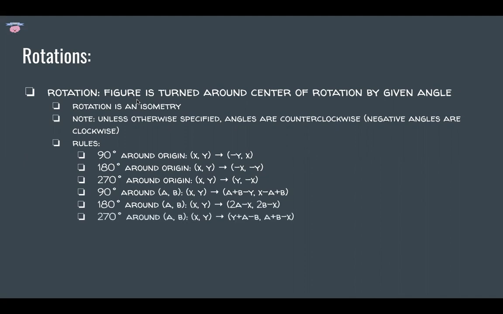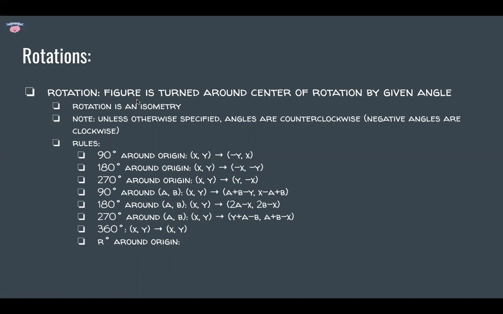270 degrees around (a, b) is (y plus a minus b, a plus b minus x). 360 degrees is just (x, y) becomes (x, y), no matter where you rotate around. Now, what about one of these, not one of these nice angles, r degrees around the origin? For that, you'll need trigonometry, which is why I didn't give you the formula.